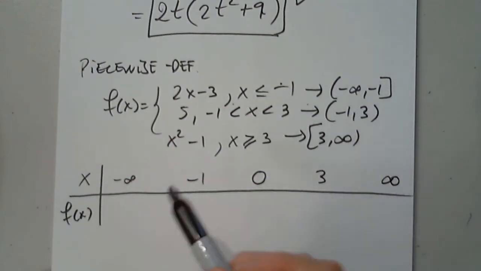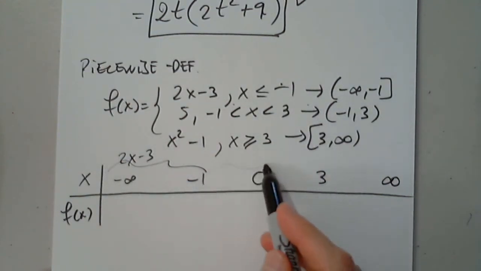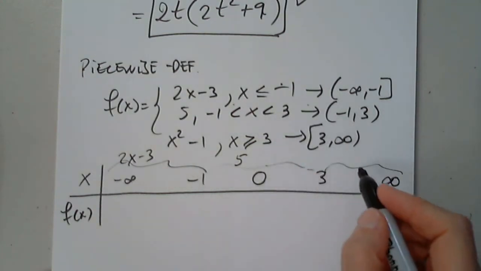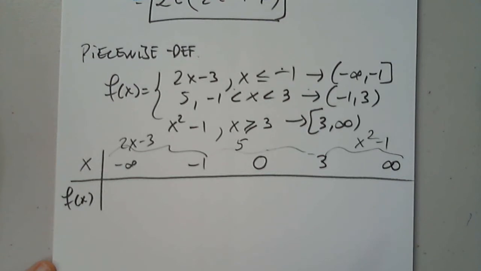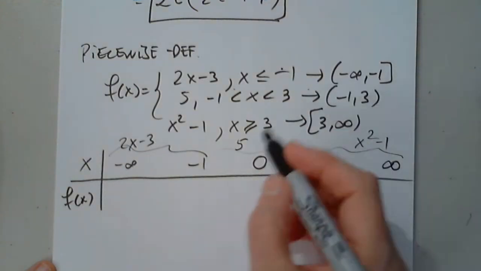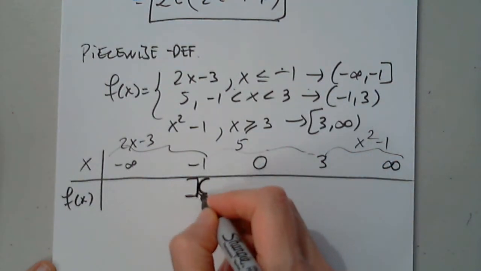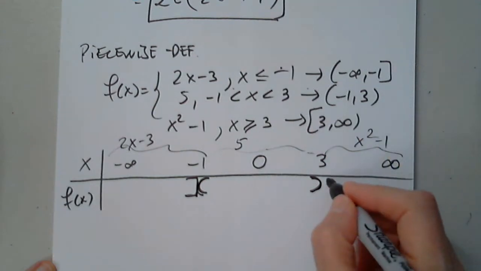Okay, so between these two, I have 2x minus 3. Between these two, I have 5. And between these two, I have x squared minus 1. Under -1, a bracket and a parenthesis. Under 3, a parenthesis and a bracket.